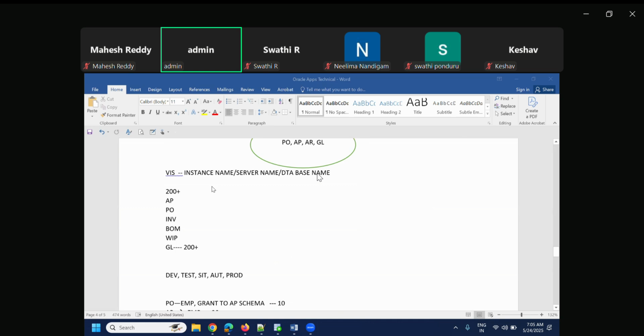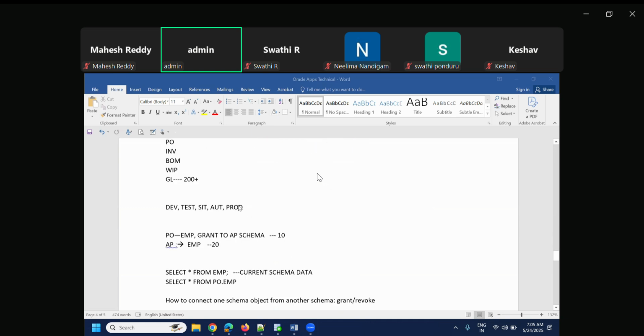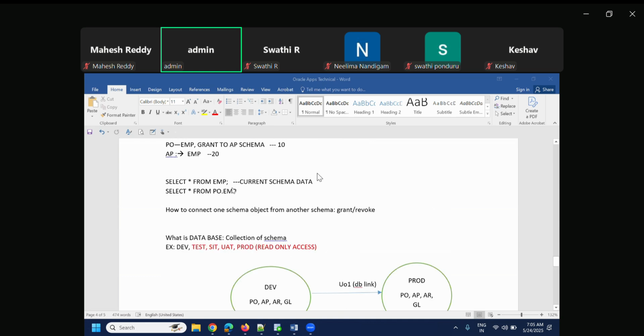Then how to connect one schema object from another schema? By using the grant, we connect. And the better way here, when you write any SQL statement, is to give the schema name, dot. For example, select star from apps.emp. That's the best way of writing SQL statements.